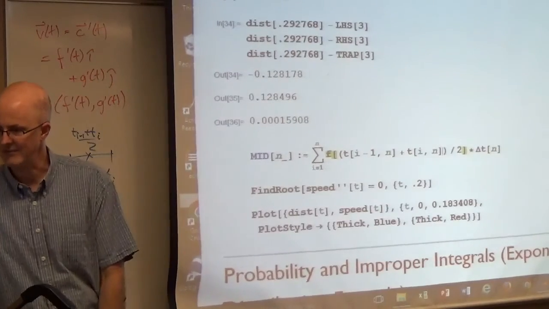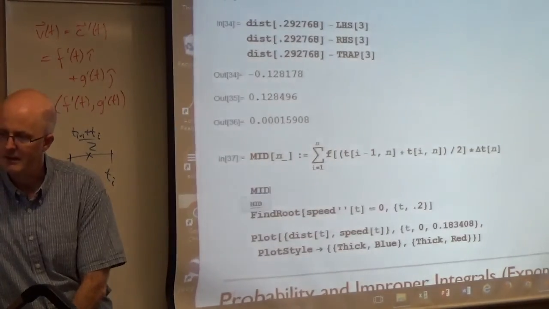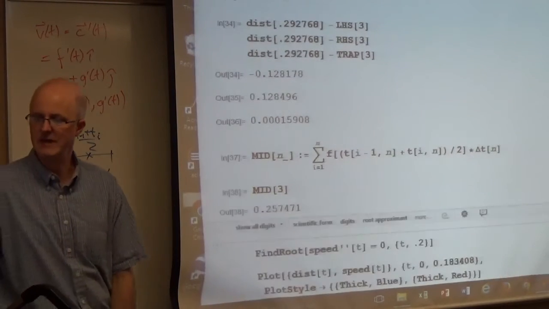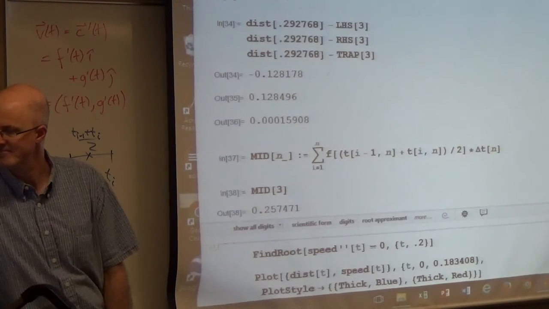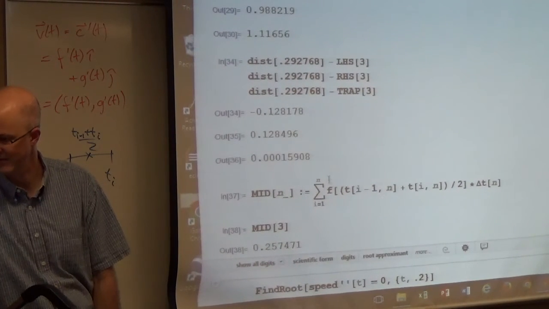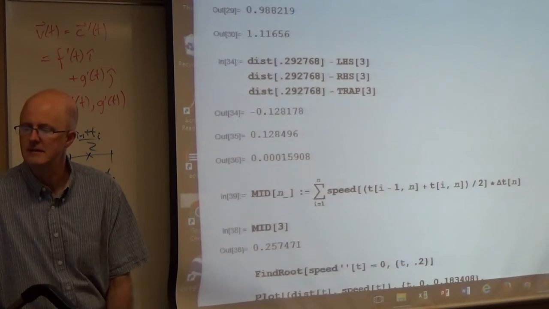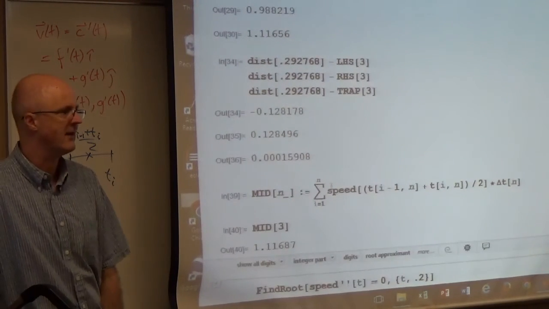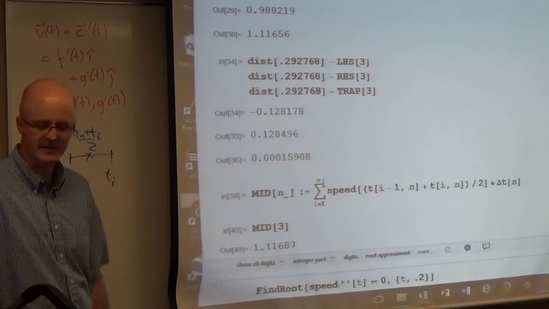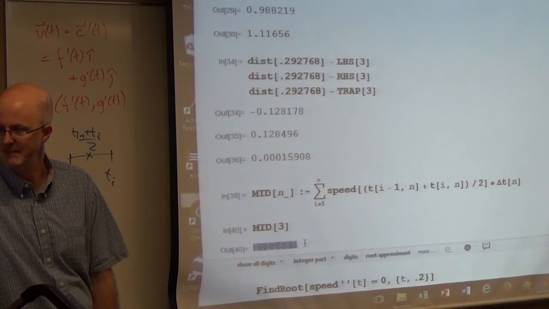This is going to calculate the midpoint approximation, and when n is 3, we are way off here. I must be doing something wrong. Oh, f. That's why. Evidently, f is defined to be something else. It was cosine of 3t. Okay, there's the midpoint approximation when n is 3.